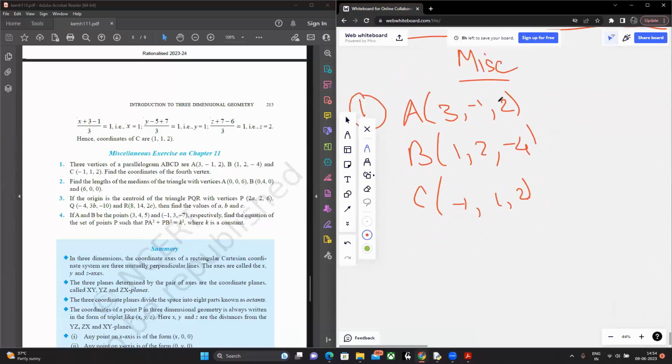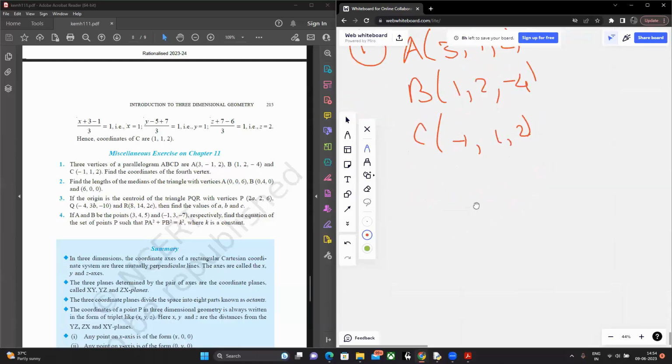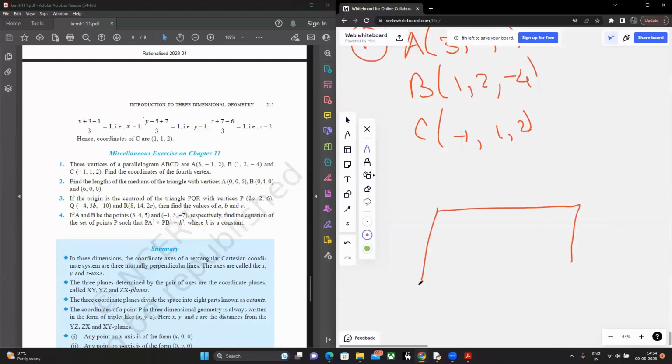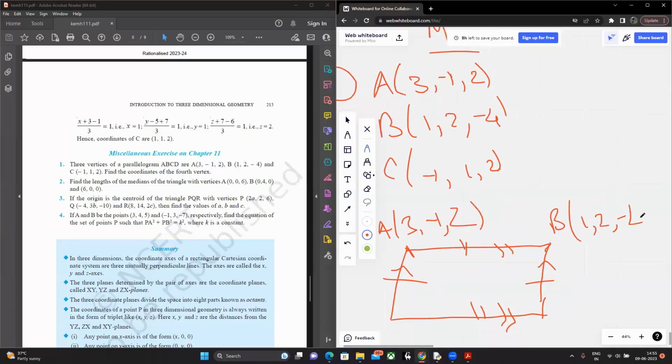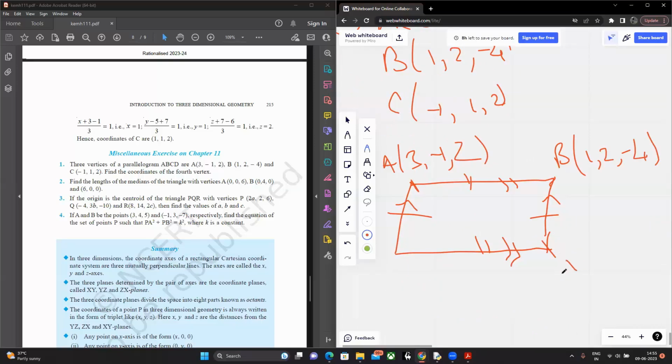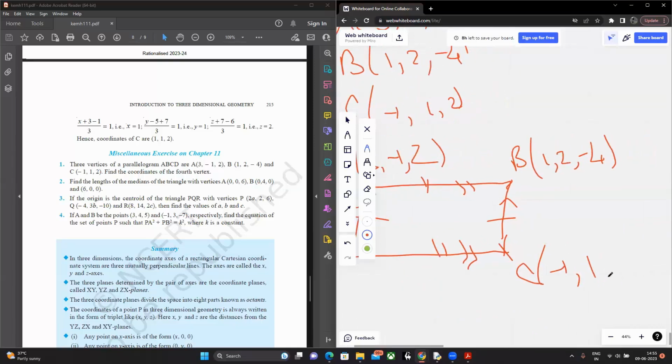Now remember that for a parallelogram, each alternate side is going to be parallel to each other and equal. So if you have A(3, -1, 2), then B(1, 2, -4), and then C(-1, 1, 2).